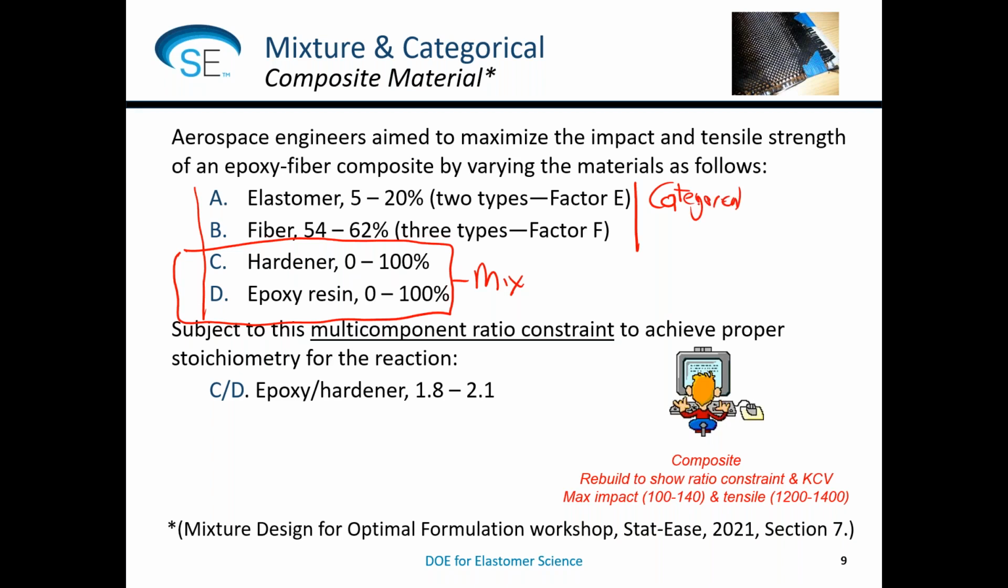But then we had one other little wrinkle that's called a multi-component constraint. And you can enter this multi-component ratio constraint into Design Expert in a special tool. And you can actually say that we want the ratio of C to D to be between 1.8 and 2.1 to try to keep that ratio of epoxy to hardener within a certain stoichiometric ratio, which is really important to succeed with this experiment.